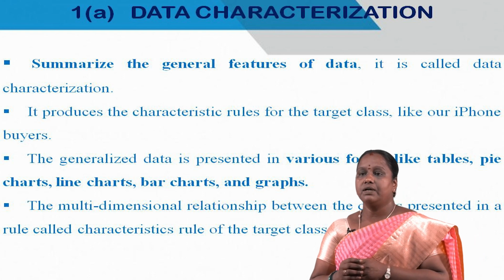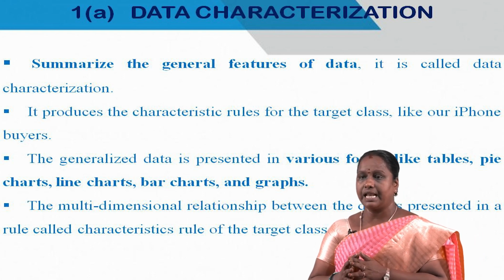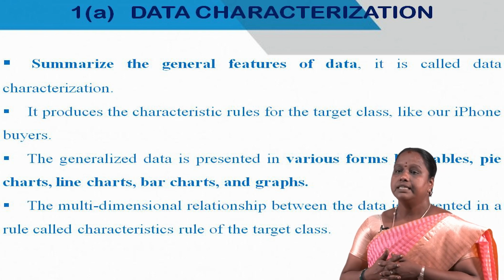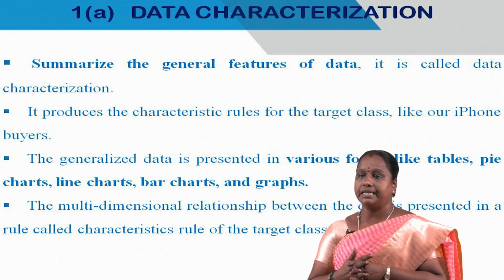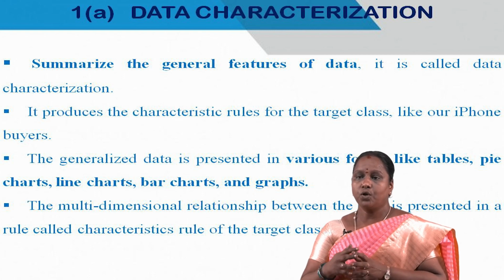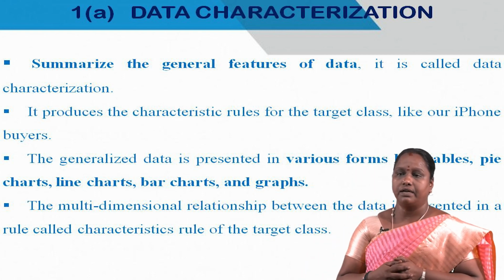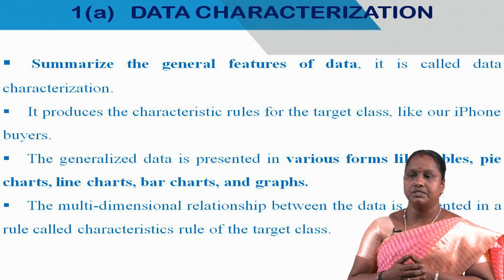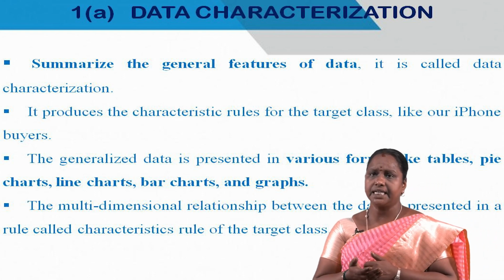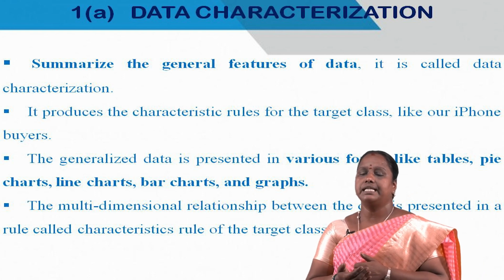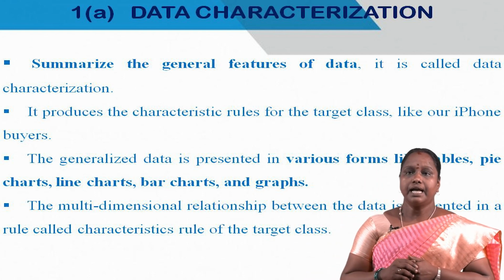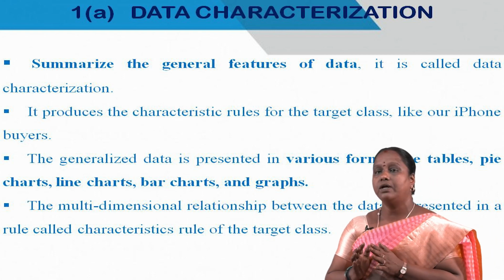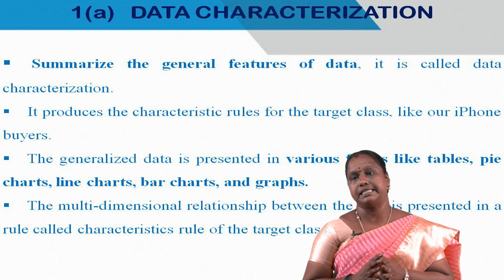The generalized data is presented in various forms like tables, pie charts, line charts, bar charts and graphs. The multidimensional relationship between the data is presented in a rule called characteristics rules of the target class. Next, characterization involves the summarization of general features of the data, resulting in specific rules that define a target class. A data analysis technique called attribute oriented induction is employed on the data set for achieving characterization.